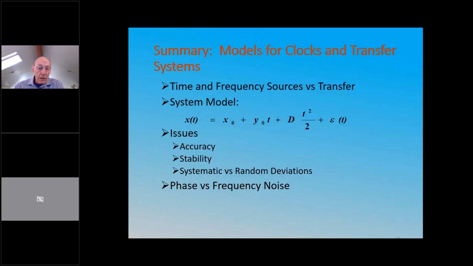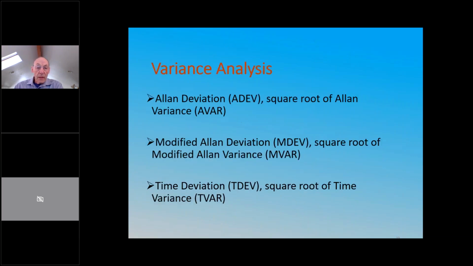Okay, so that's the model, right? We've got the model, we've got accuracy versus stability, we've got phase versus frequency noise. Now I'm going to talk about how you characterize these things using the Allan deviation, which is the square root of the Allan variance, and then why they came up with the modified Allan deviation, and why we also have the time deviation.